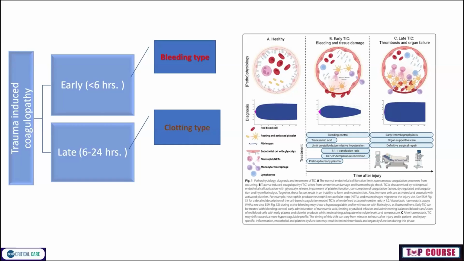Late TIC is usually the clotting type. There'll be a coagulopathy because of the crosstalk that I was talking about earlier: inflammation, thrombosis, crosstalk, which happens. So in this particular patient, we need to look at the TEG, reassess, look for microthrombi, look at organ perfusion issues like acute kidney injury, encephalopathy, all of this, and treat it accordingly. So this is about early TIC and late TIC.